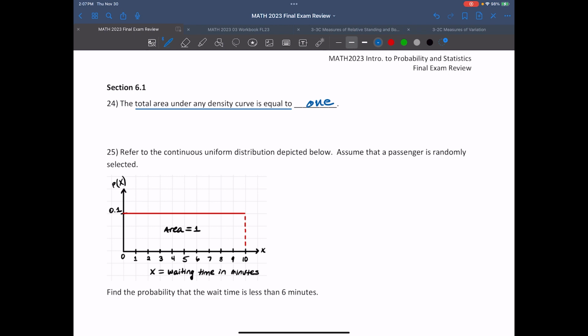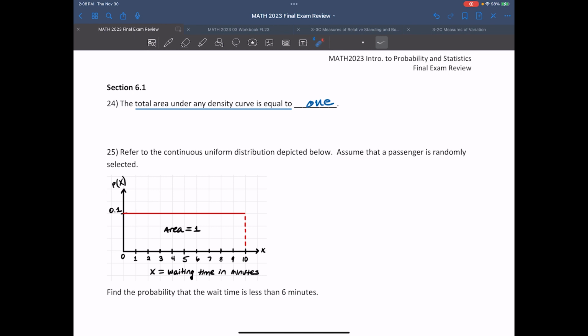So you can see that down here in the next one, we have a uniform distribution, where x is the waiting time in minutes. If you think about this, if it's uniform, then basically there's a 10% chance you wait 1 minute, 10% chance you wait 2 minutes, and again, 10%, same as 0.1 probability. So you can see that's where we're getting our vertical scale here.